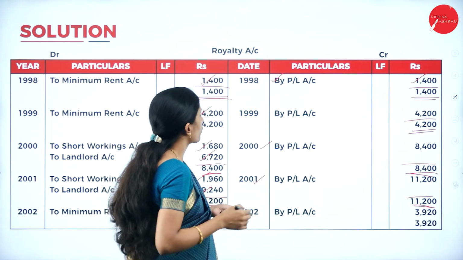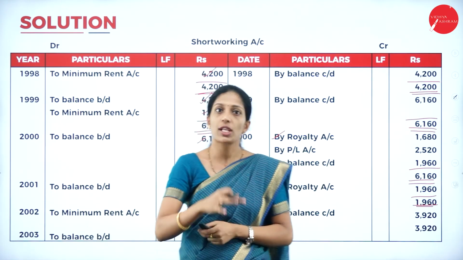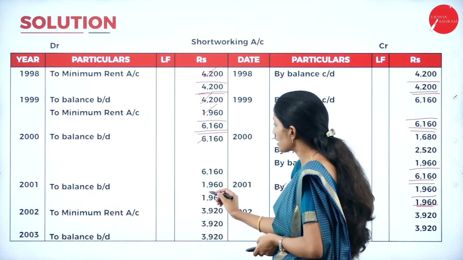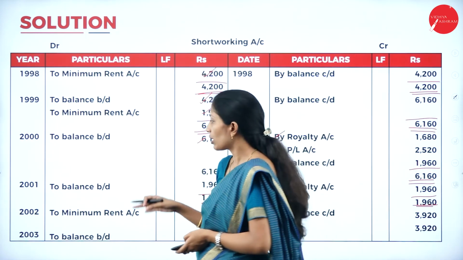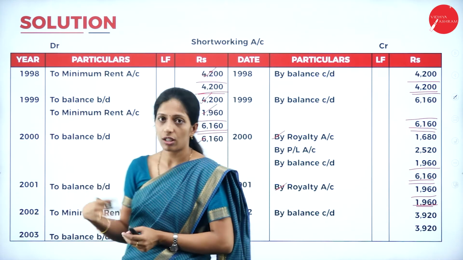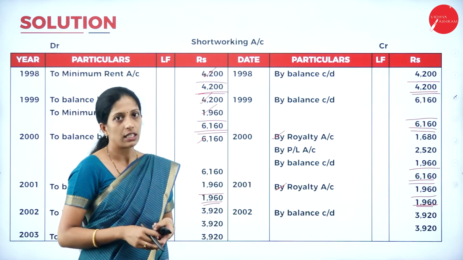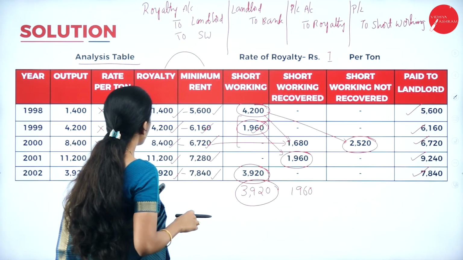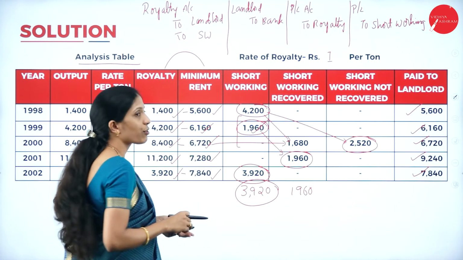So how are we going to deal with the short workings in the last year? By royalty 1,960, the same amount you will carry down here. That is to balance carried down, 1,960. So this is how we are going to write. So to balance brought down, already you have brought down. Next, by royalty you will get 1,960. So both sides are equal. Next, here the last year, 7,840 and 3,920.